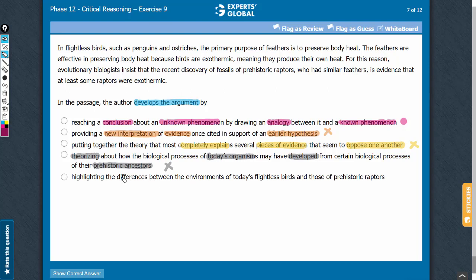Answer choice E. This answer choice talks about the differences between environments of today's flightless birds and those of prehistoric raptors. The argument makes no suggestion regarding any environment. Also, please note that the argument works on the similarity between the feathers of prehistoric raptors and flightless birds, whereas this answer choice talks about differences. So this answer choice does not correctly highlight the method of reasoning in the argument. Let's eliminate it. A is the correct answer choice.